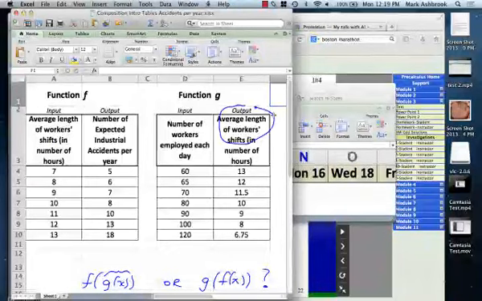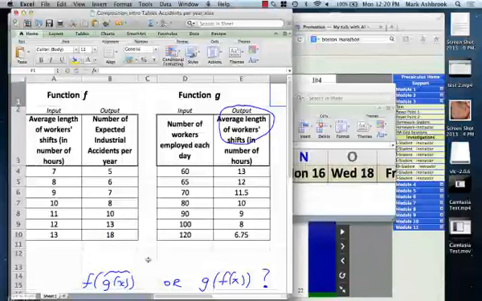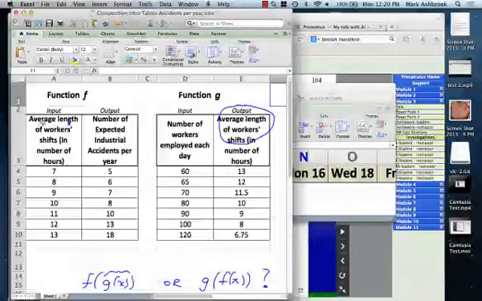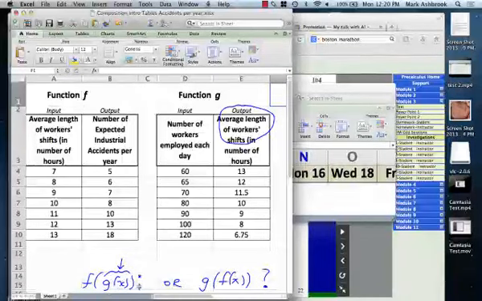So in order for this to work, what has to be true? That output of g has to be the same as the input of f. And is it? Yeah, because the input of f is always also average length of worker shift. So they match. So this is okay.